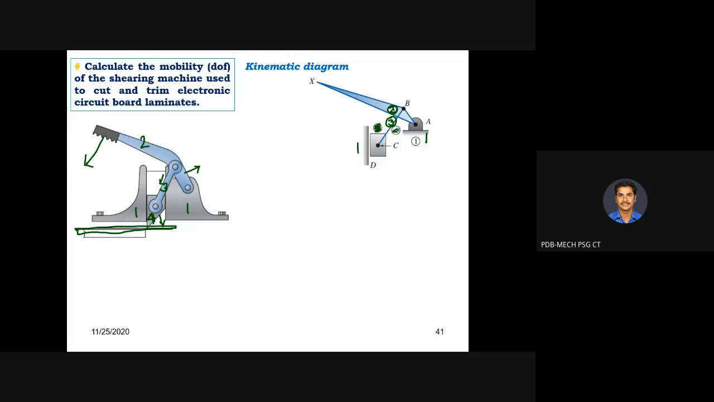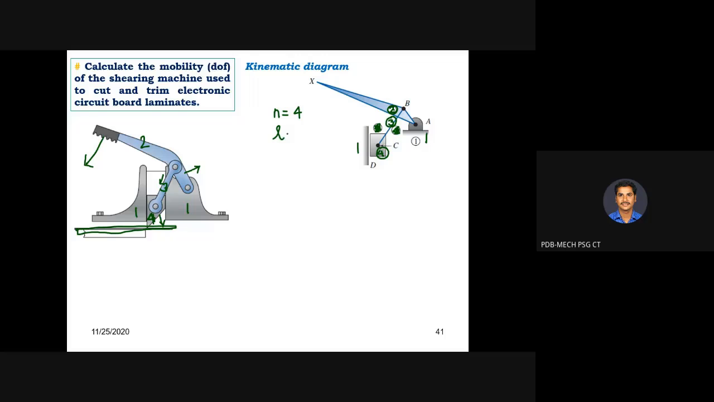Here is your link 3, and link 3 and link 4 are connected. This is your slider link 4, and slider 4 is sliding along the frame. So this is how you need to draw the kinematic diagram for better understanding. Okay, so there are 4 links. The number of links is equivalent to 4.